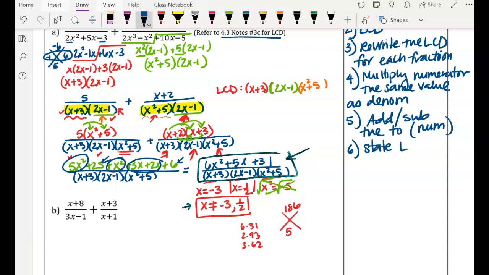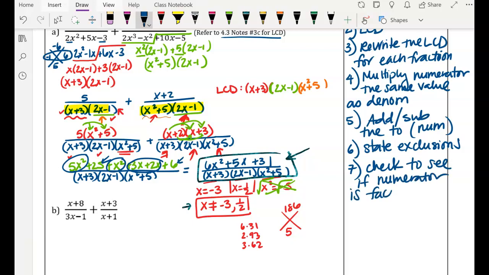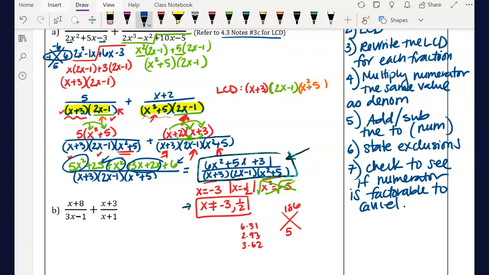Not state the LCD, state exclusions. Exclusions. Okay. And then lastly, before you box it up, check to see if the numerator is factorable to cancel. Okay. In our case, it wasn't factorable to cancel.